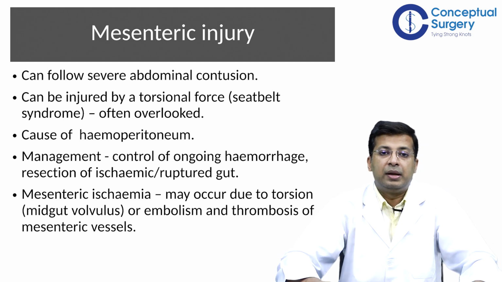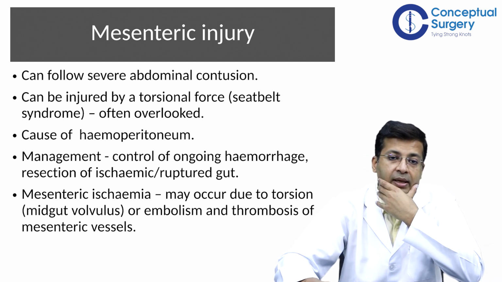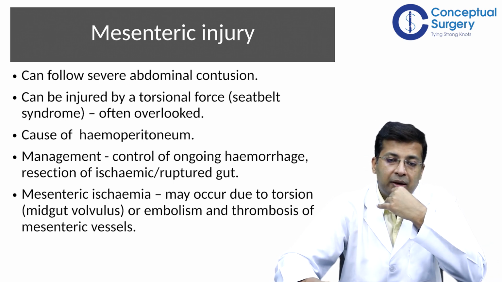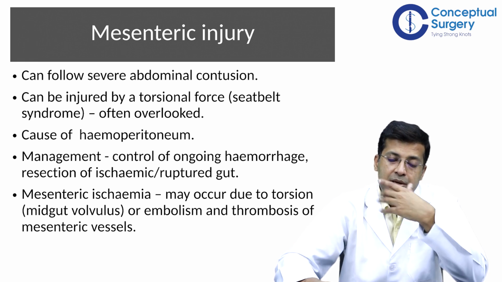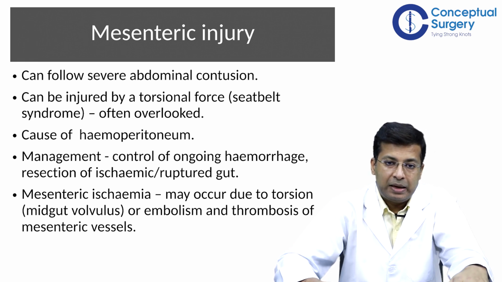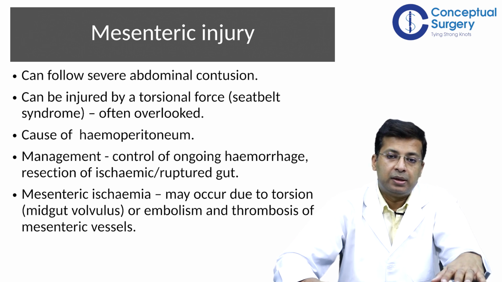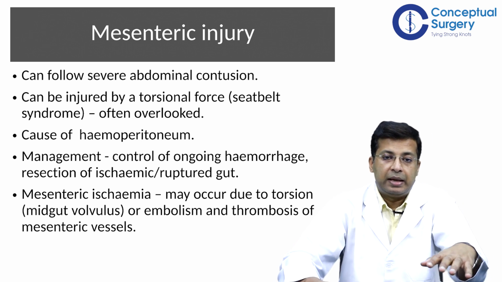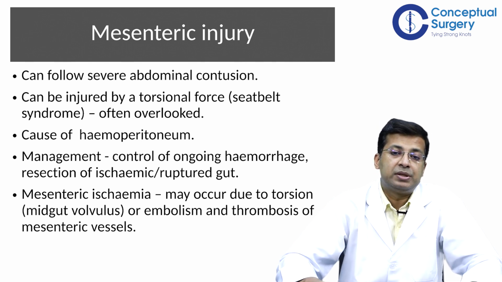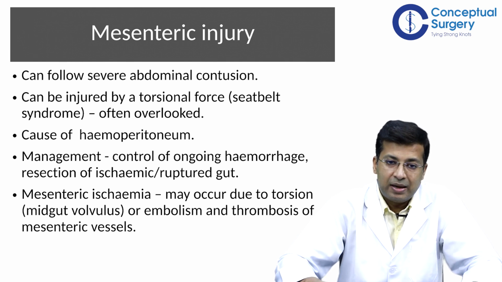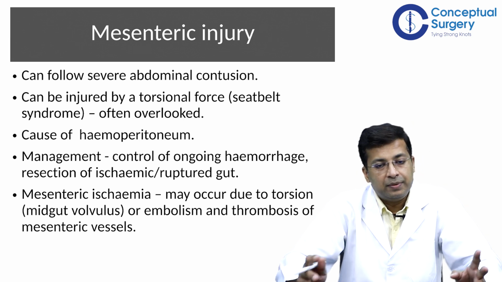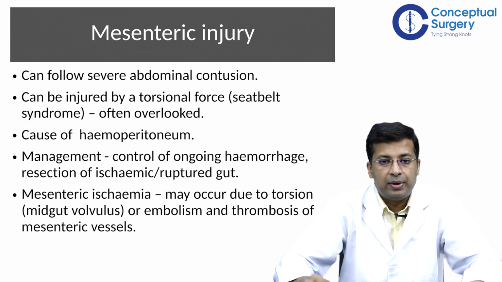The management in case of a mesenteric injury is very simple. You find the site where the bleeding is occurring, you give manual compression, put a pack, wait for the hemostasis to occur, and then find out which are the vessels which are responsible for hemorrhage. You control those vessels. In case the overlying bowel is gangrenous or ischemic, that bowel needs resection and end-to-end anastomosis.